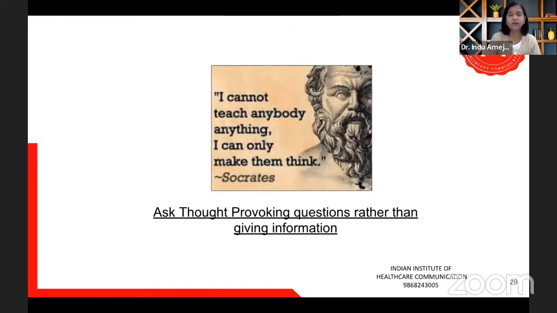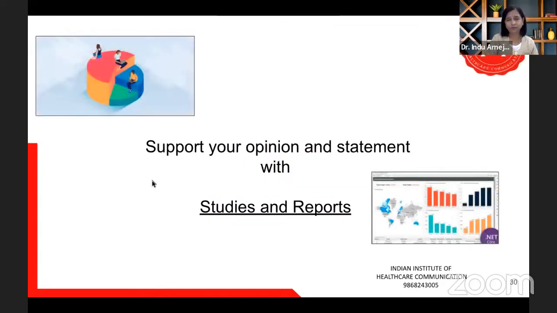Another good way is to ask thought-provoking questions rather than giving information. When you ask questions, they will be bound to think. They will have to think and answer. It's very difficult to listen to a question and not think and just stay blank. And ask questions that are not very difficult, ones they can relate to, where there is a possibility of an answer. And you will see them coming.